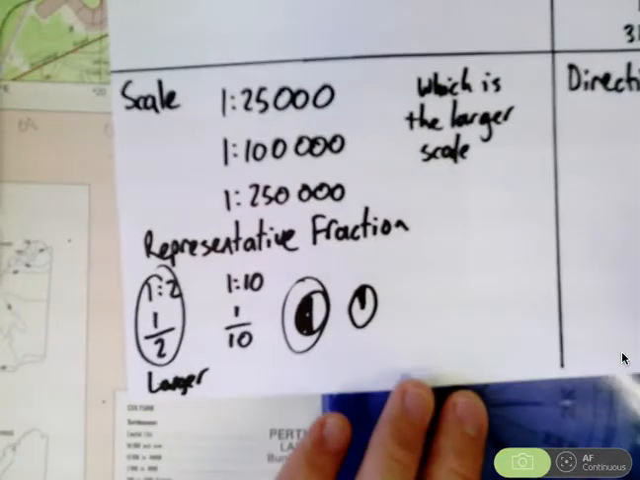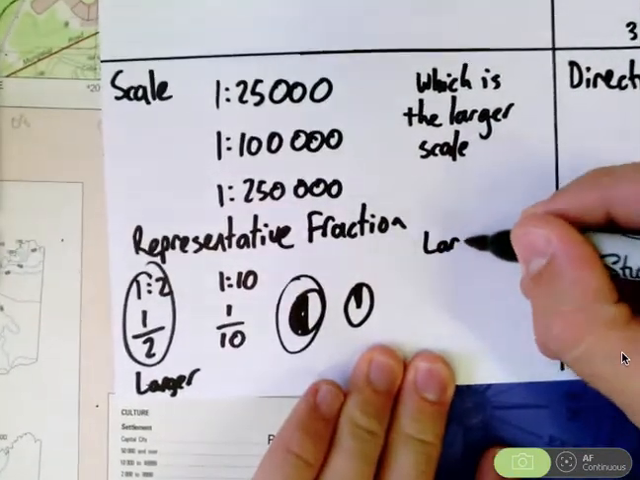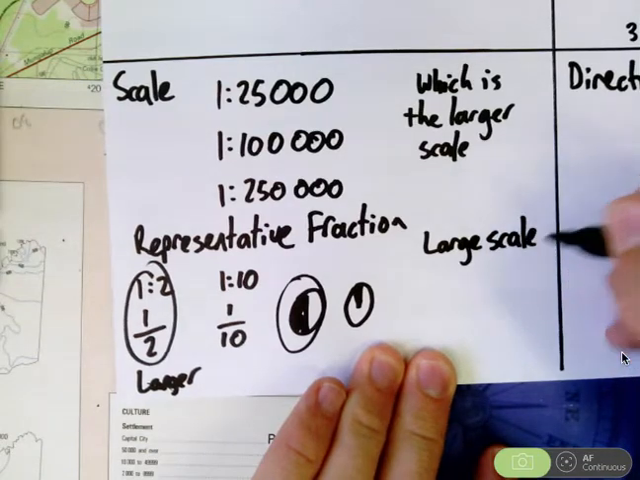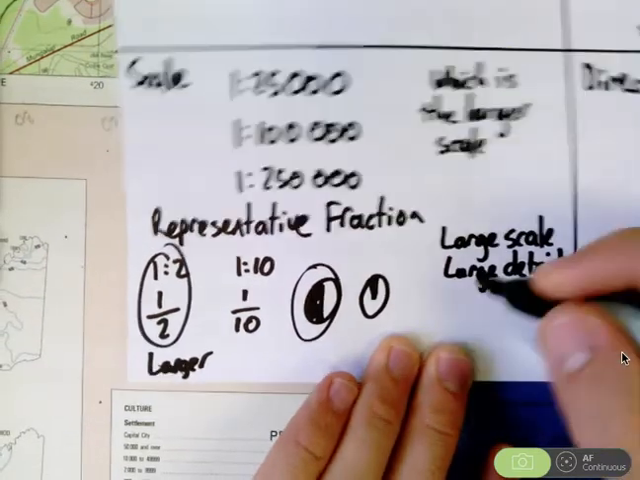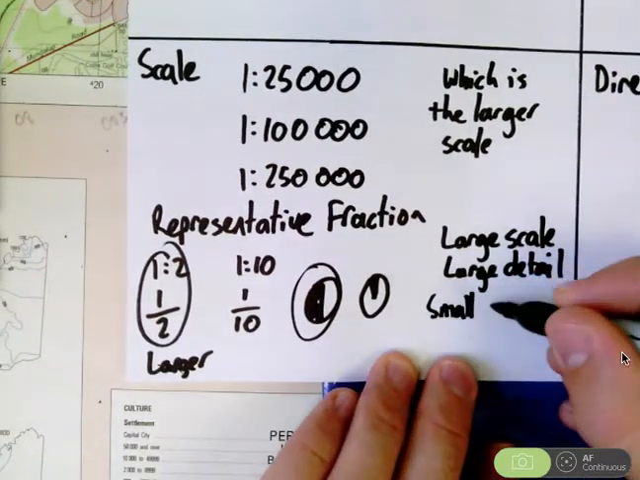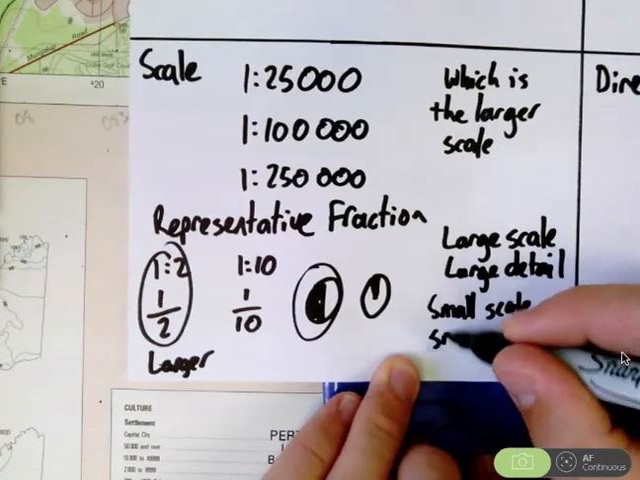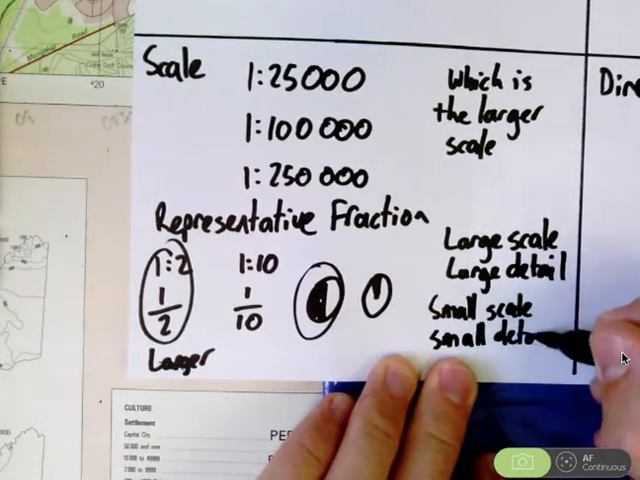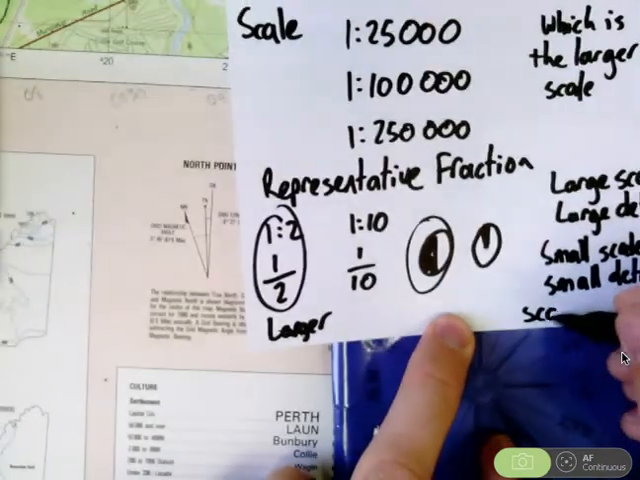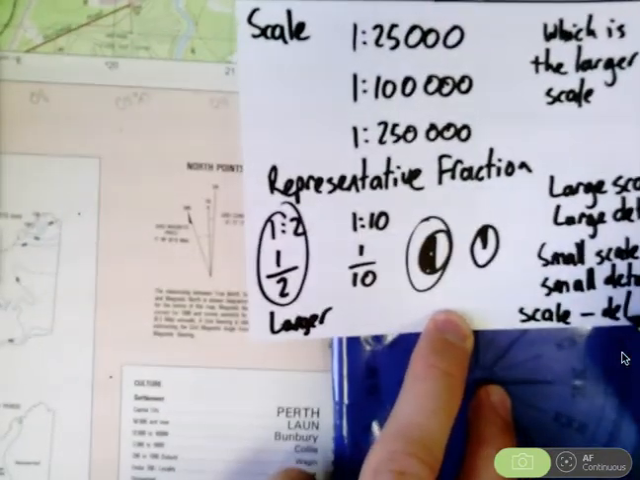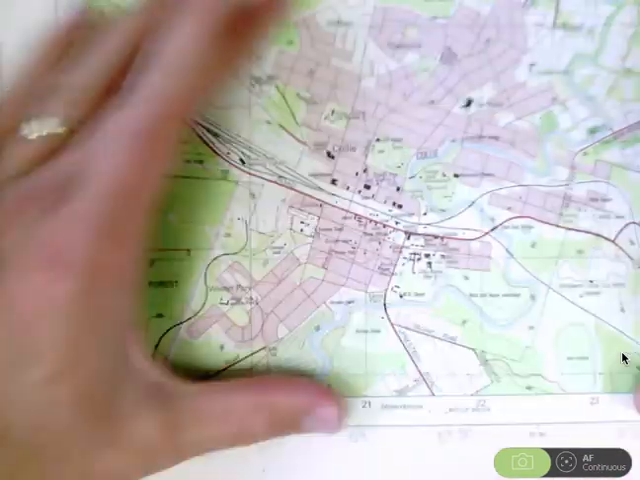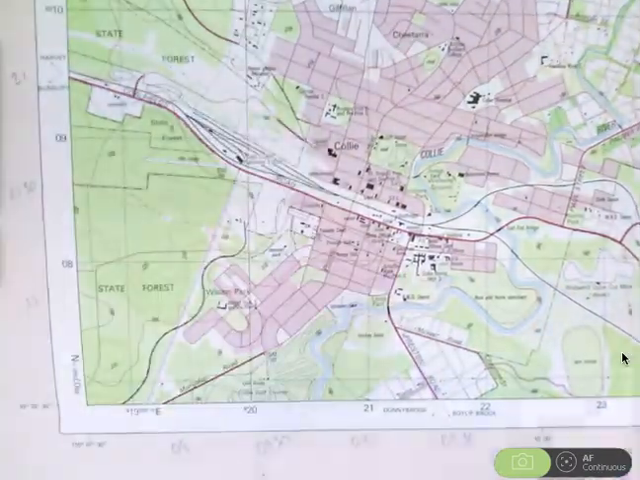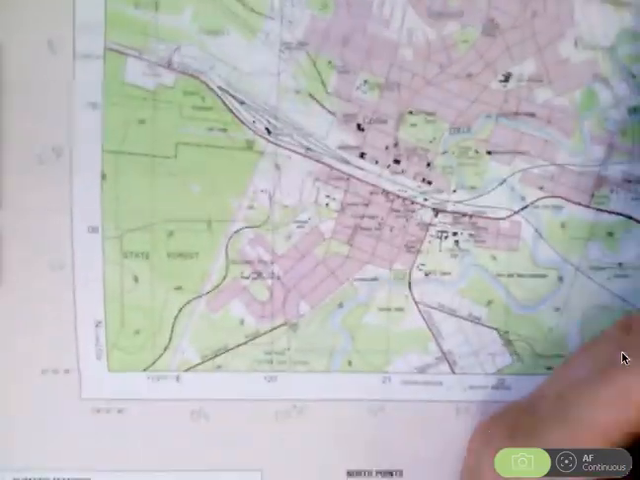The rhyme that we can use to remember this is: large scale, large detail. Small scale, small detail. So scale rhymes with detail. If it's large scale, large detail; small scale, small detail. So on this map that we have here, we can see lots and lots of detail. It's very zoomed in, so it must be a large scale map. There's a good example in your book.